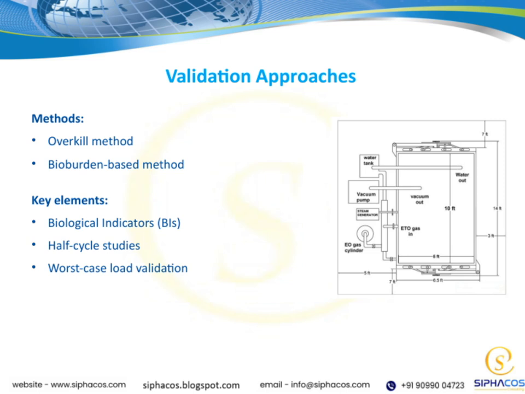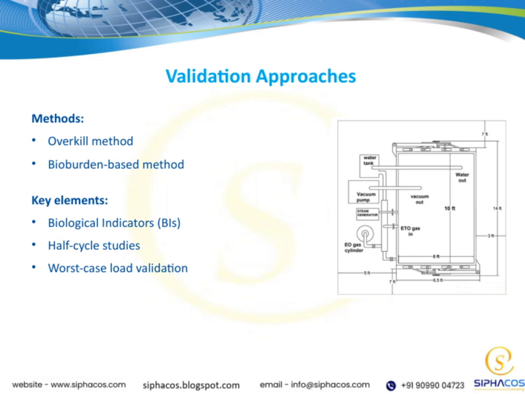On the other hand, the bioburden-based method tailors the validation to the actual microbial load on the items before sterilization. Here, we assess the initial microbial contamination, what we call the bioburden, and then validate that our sterilization cycle can handle that level effectively. This approach can sometimes be more efficient because it's based on real-world conditions rather than worst-case scenarios. Now, within these validation strategies, a few key elements are crucial.